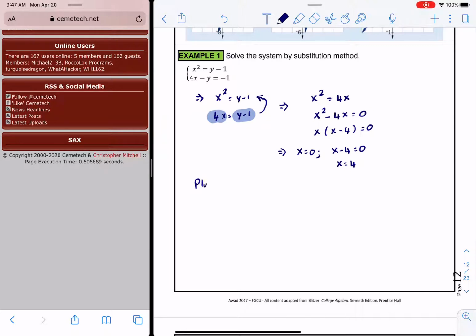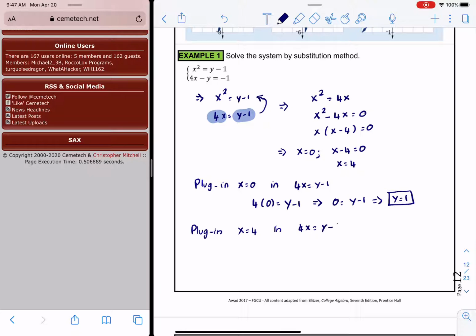So I'm going to plug in x equals 0 into 4x equals y minus 1, so 4 times 0 would equal y minus 1, which would imply 0 is equal to y minus 1, therefore y is 1. Likewise, if I plug in x equals 4 in 4x equals y minus 1, 4 times 4 would equal y minus 1, which would imply 16 is equal to y minus 1, therefore y is equal to 17.